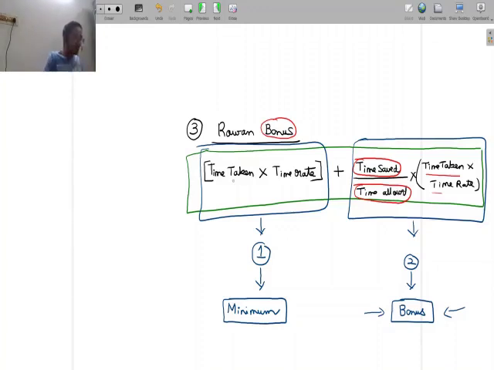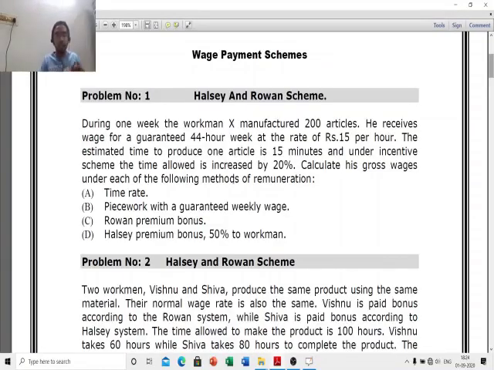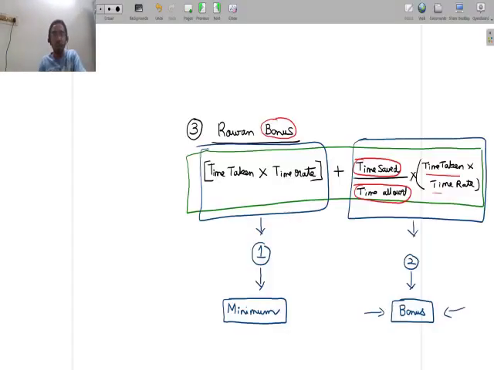So now what we will do here is we are going to be fitting numbers into this and we are going to go about the discussion. So we see here that under the incentive scheme, the time allowed is increased by 20 percent, right? So let us see what we mean by 20 percent here. So for every 4 units, for every unit 15 minutes is the time that is given.